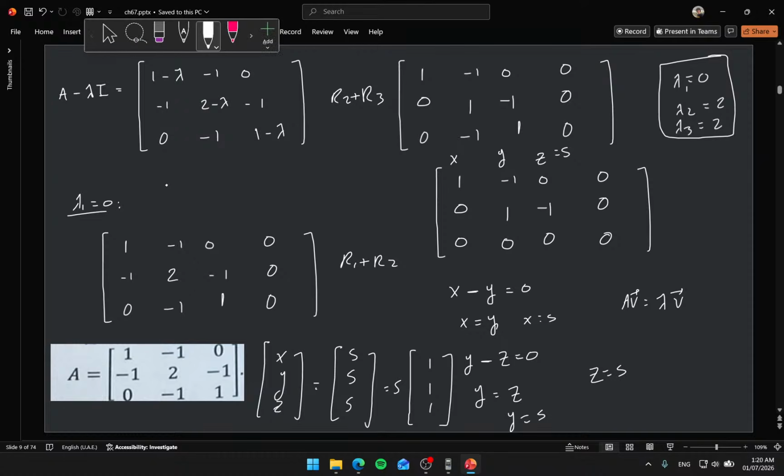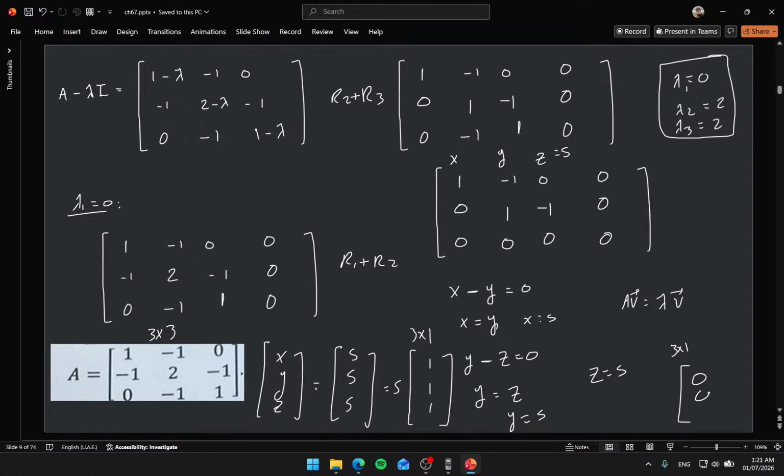Okay. This is a 3x3, and this is 3x1. So the result is 3x1. So 1 times 1 plus negative 1 times 1 plus 0 times 1 is 0. Negative 1 times 1 plus 2 times 1 plus negative 1 times 1 is 0. 0 times 1 plus negative 1 times 1 plus 1 times 1 is 0. So it's 0, 0, 0.